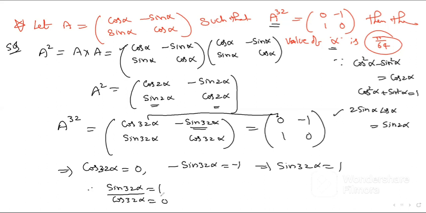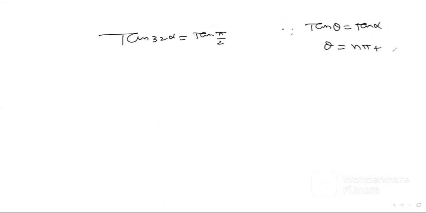Now dividing these two values, sin by cos, we get tan 32 alpha is equal to 1 by 0, which is nothing but infinite. So it is nothing but tan 90 degrees. So tan 32 alpha is equal to tan pi by 2. Okay, we have one formula: if tan theta is equal to tan alpha, then theta we get is n pi plus alpha, n belongs to Z.